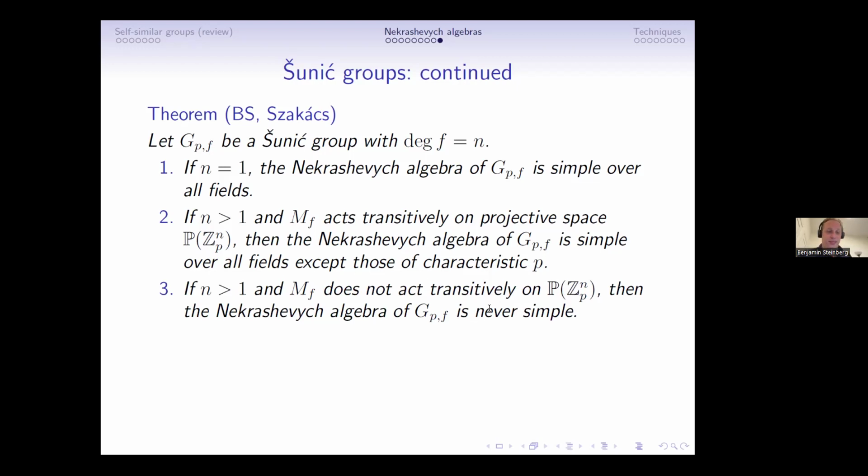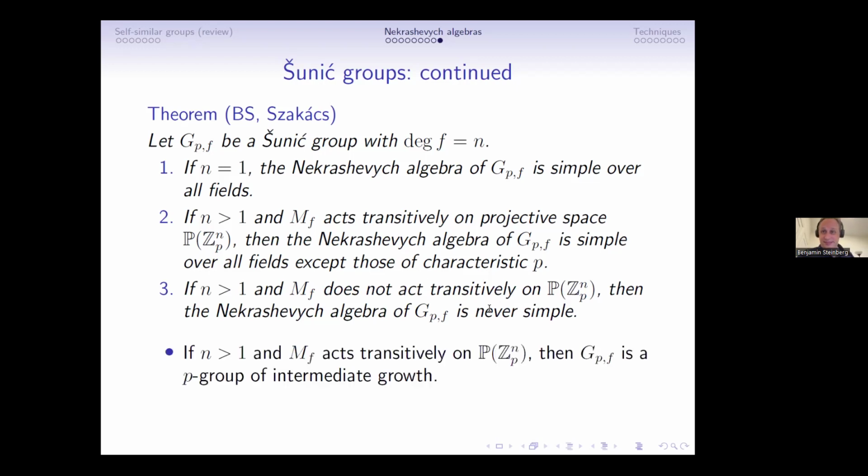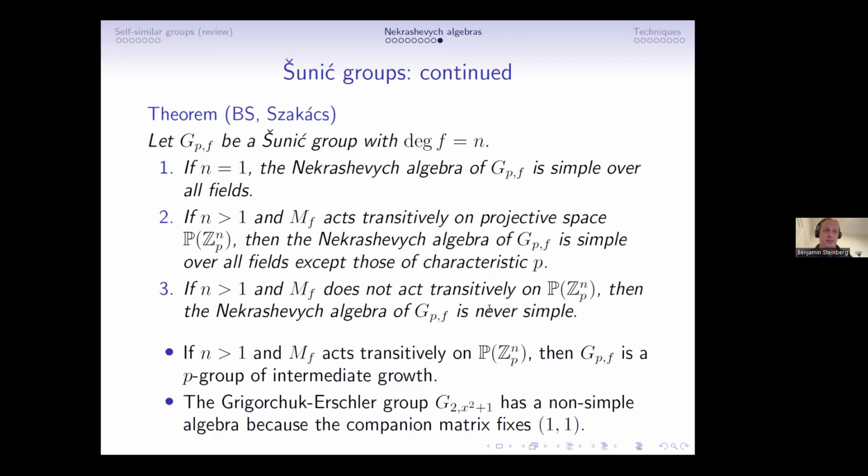Okay, so for example, also, if you look at what Sunik proved, you see that when it acts transitively, this forces it to be a P group of intermediate growth. So that's a good example. So we look at the Grigorchuk-Oechsler group. Its companion matrix is this permutation matrix, which fixes 1, 1. And so it does not act transitively on the lines. You cannot move the line 1, 1. And this tells you that the algebra is never simple.